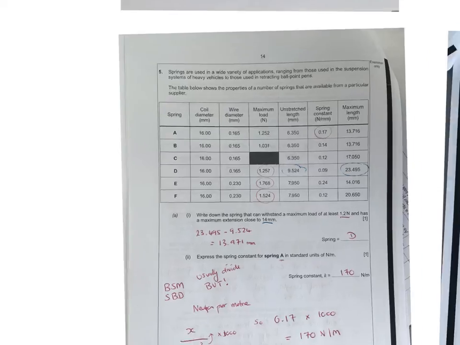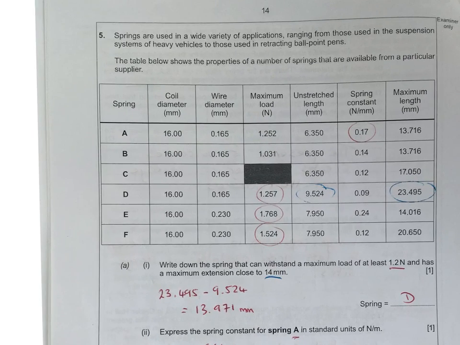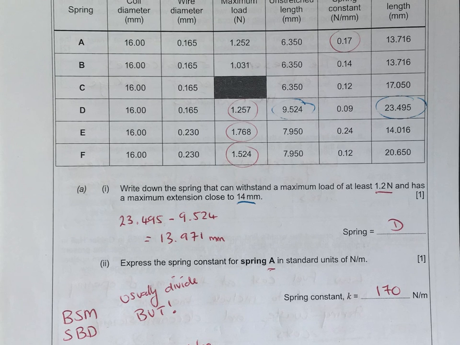Last 4 pages then, and we've got question 5 on springs. So a lot of numeracy going on in this question. So now I want you to recognize that we're looking for at least 1.2 newtons. So these are going to all be at least 1.2 newtons. Can't be any of these. Can't be spring A or spring B. And close to extension of 14.